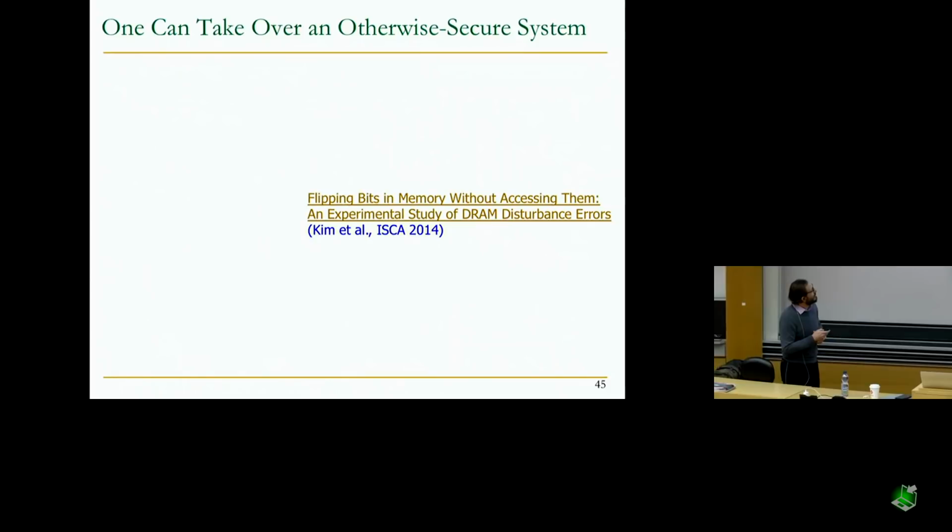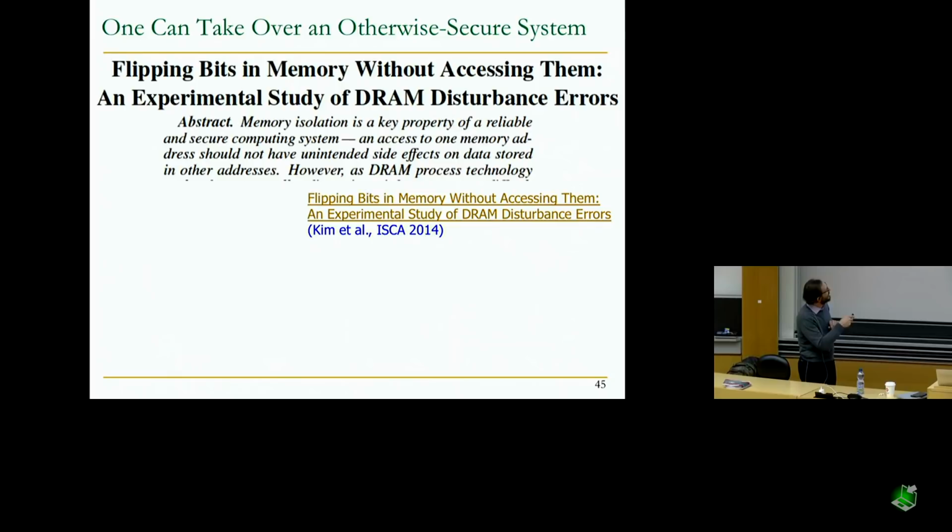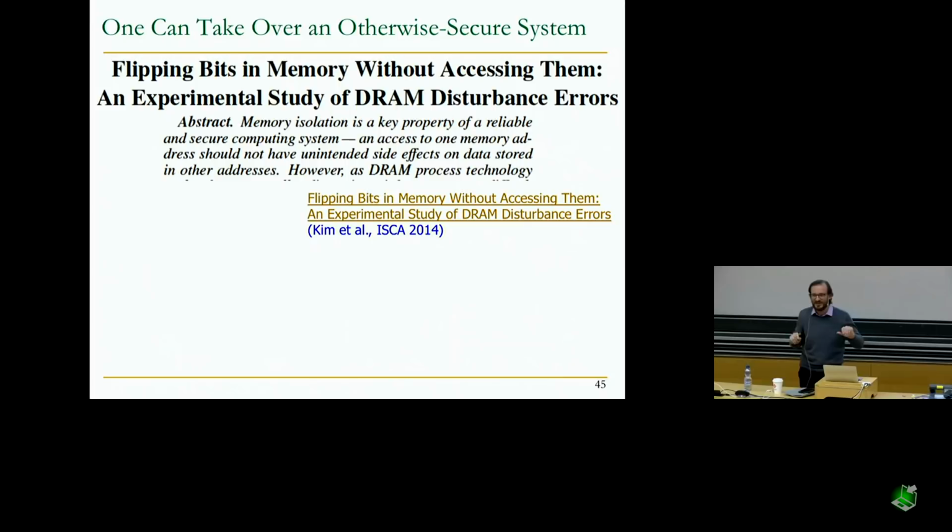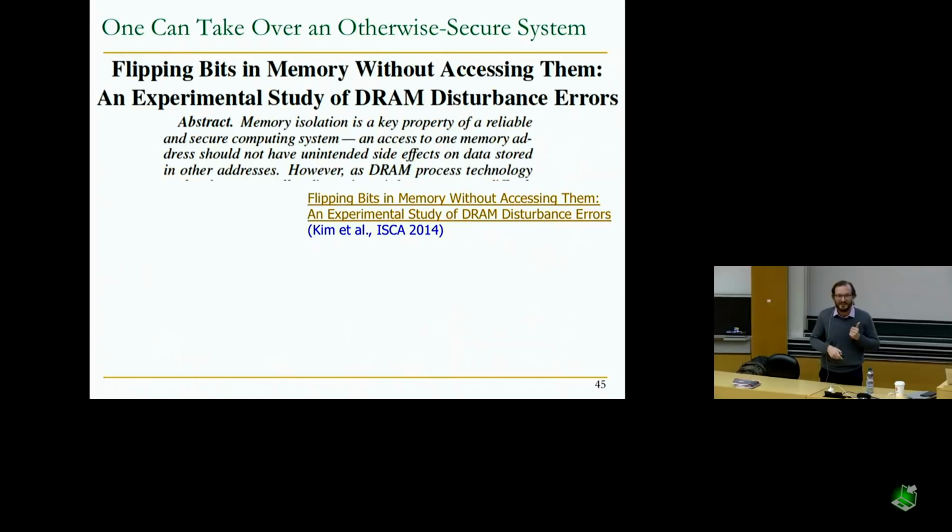If you're interested in this, I'll recommend this paper. You may not be able to fully understand it, but when we wrote this paper, the first thing we said is memory isolation is a key property of a reliable and secure computing system. And access to one memory address should not have unintended side effects on data stored in other addresses. Remember these unintended, unforeseen consequences? If this happens, it causes an unforeseen consequence.